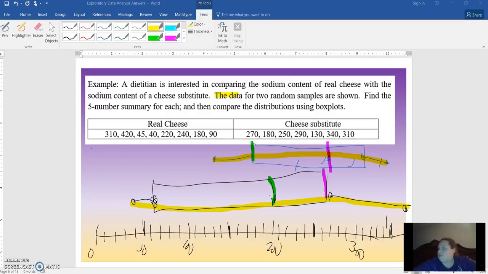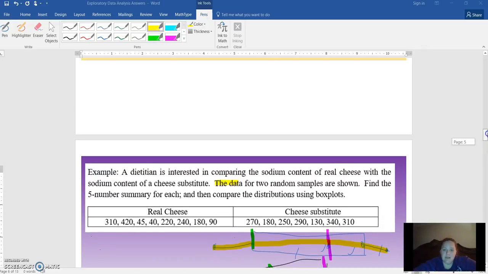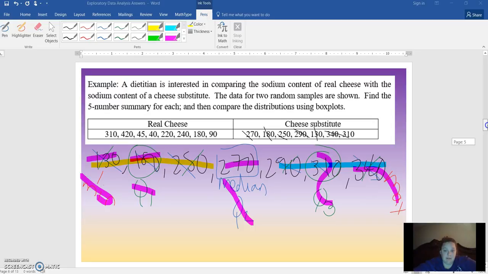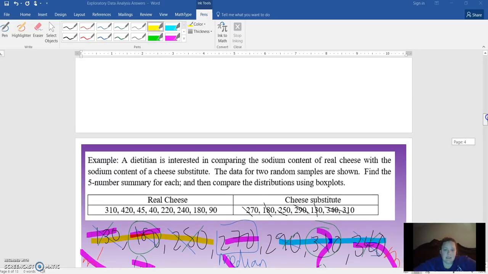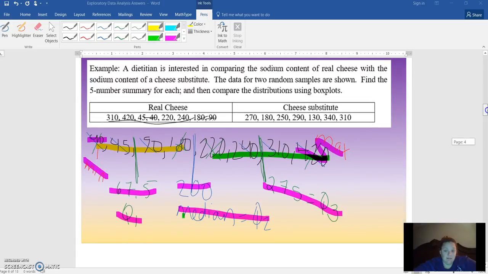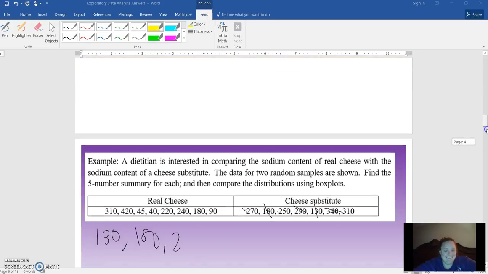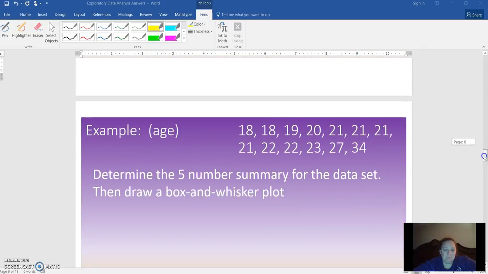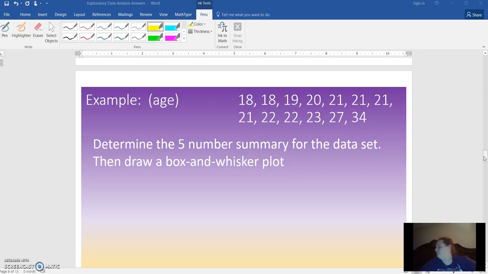All right, so we finished making these box and whisker plots for the cheese and the real cheese and cheese substitute, and you do the box and whisker plots from the 5-number summary, okay? And so you can do the 5-number summary by hand, which is what we did, okay? Or you can do the 5-number summary with your calculator.